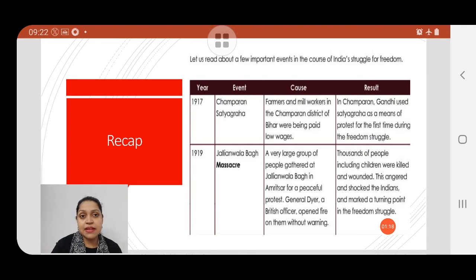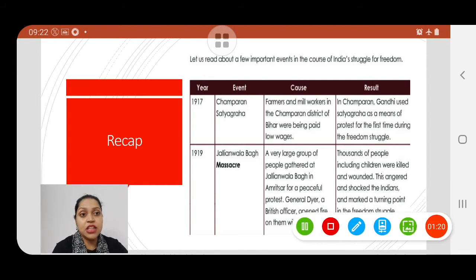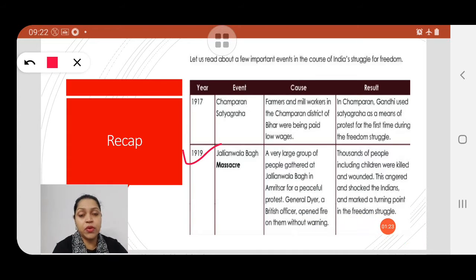Then the next incident is 1919. It's the Jallianwala Bagh massacre, or the Jallianwala Bagh killing. And what was the cause? A very large group of people gathered at the Jallianwala Bagh in Amritsar for a protest, and General Dyer, the British official, opened fire on them without warning. Then next is the result. What was the result? Thousands of people, including children, were killed and wounded. This angered and shocked the Indians and marked a turning point in the freedom struggle.